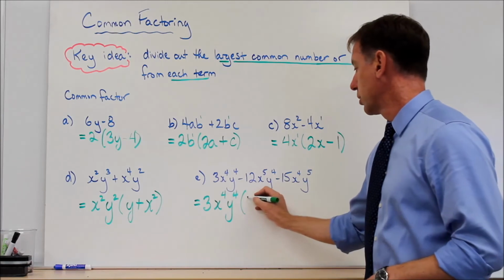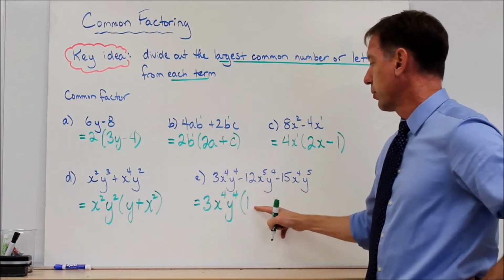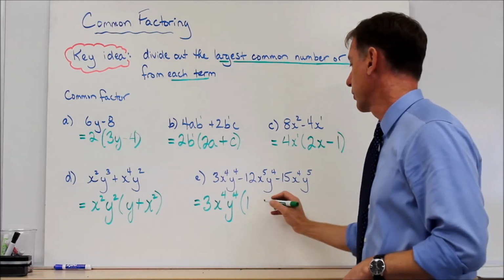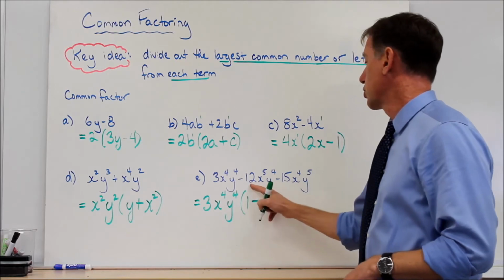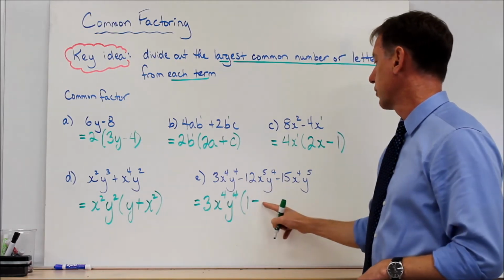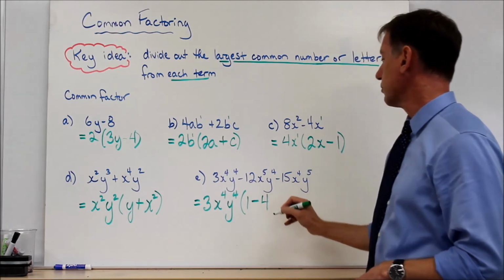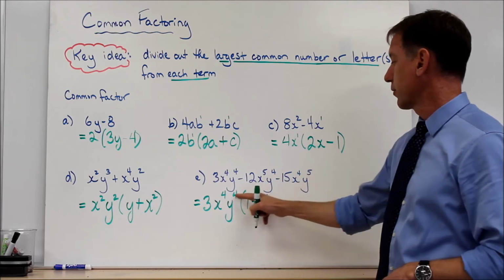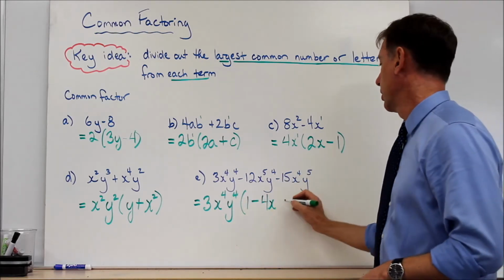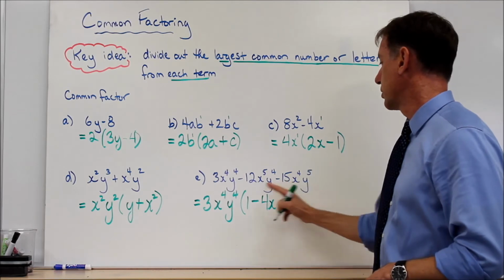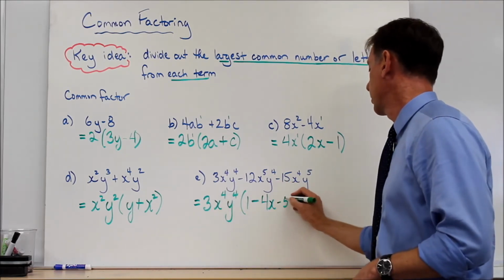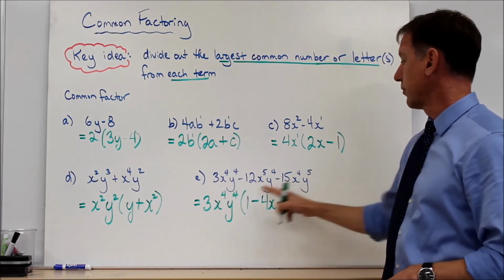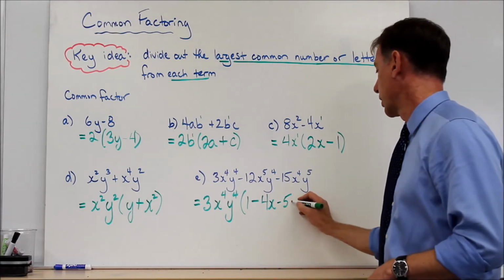3 divided by 3 is 1. 4 subtract 4 is 0, no x's. 4 subtract 4 is 0, no y's either. So just a 1 on the first part there. And negative 12 divided by 3 is negative 4, so we can write that number. 5 subtract 4 is 1, there's 1 x still left over. 4 subtract 4 is 0, no y's left there. And finally, negative 15 divided by 3 is negative 5. 4 subtract 4 is 0, no x's, and 5 subtract 4 is 1, so 1 y left over.